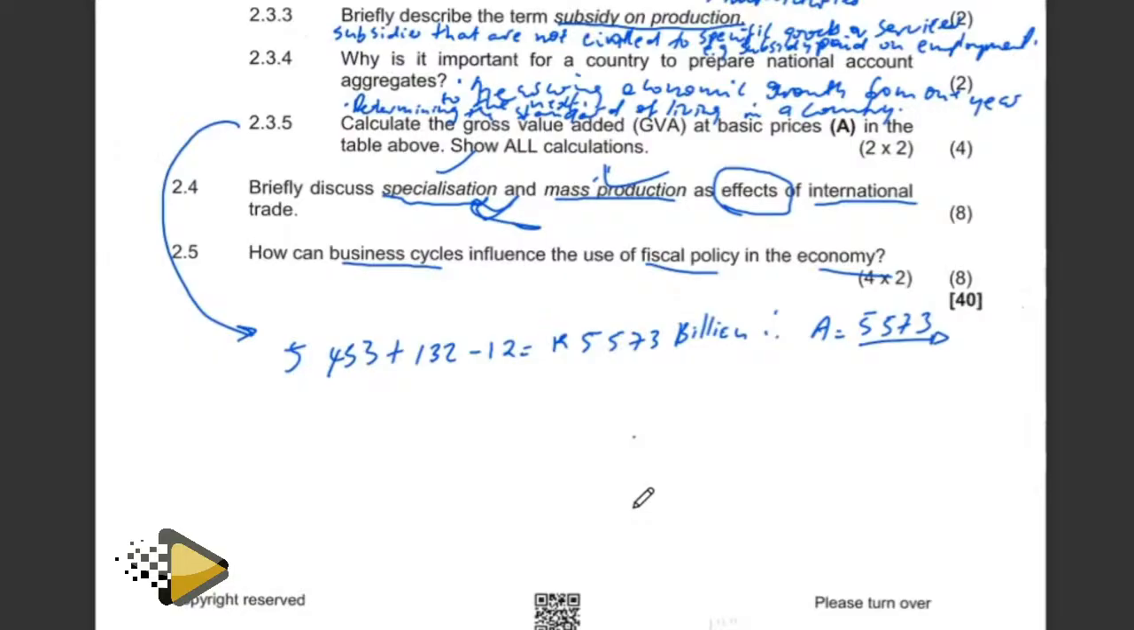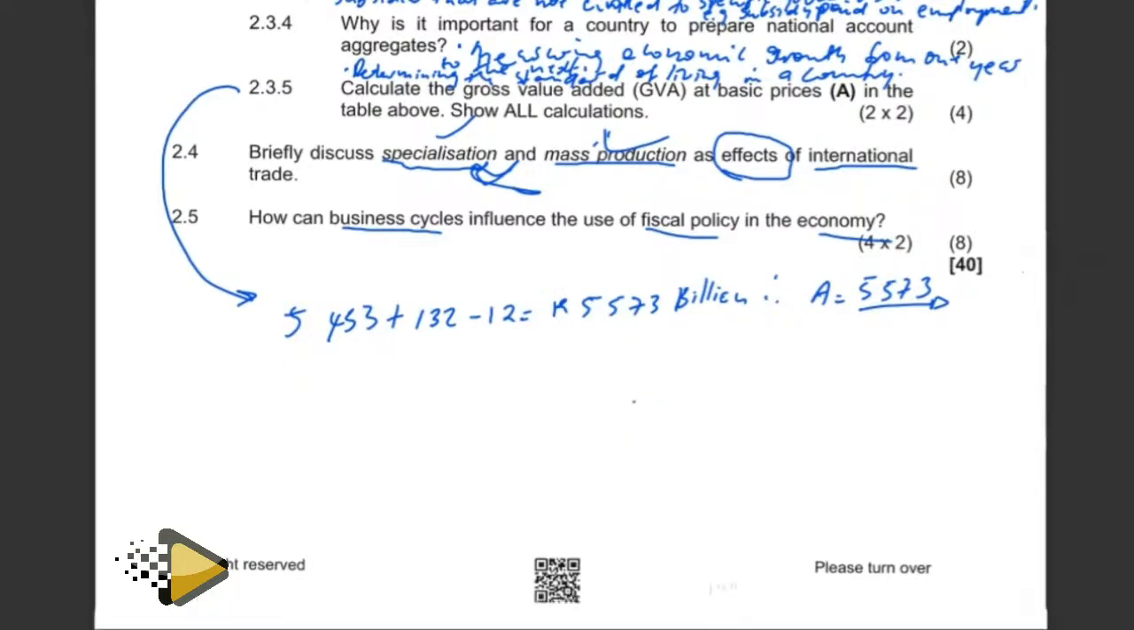Okay. Also, we have the business cycle. If you still remember, when you talk about the business cycle in grade 12, we refer to upswings and downswings of economic activities, or fluctuations of economic activities. Okay, right. So the question needs us to outline how the business cycle can influence the use of fiscal policy. As I said, it depends on the status of the economy. Okay, right. So now let's move on to the next question.